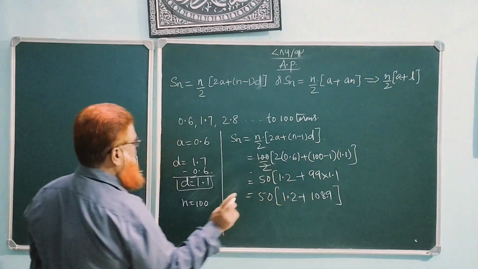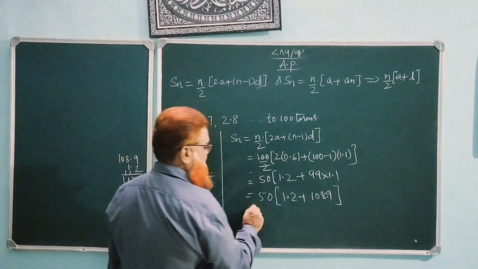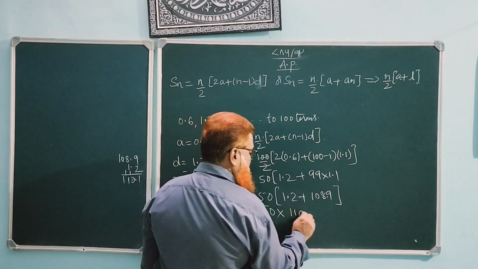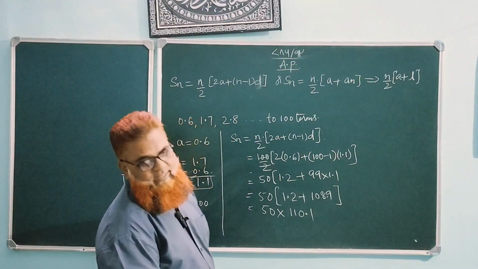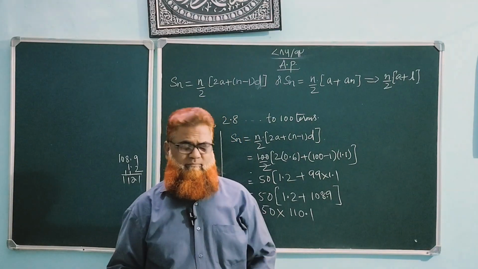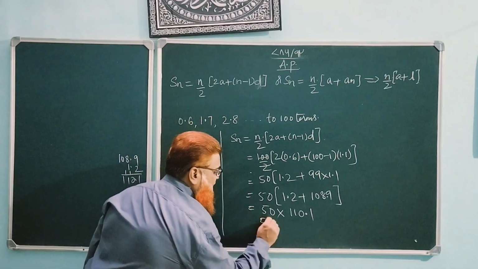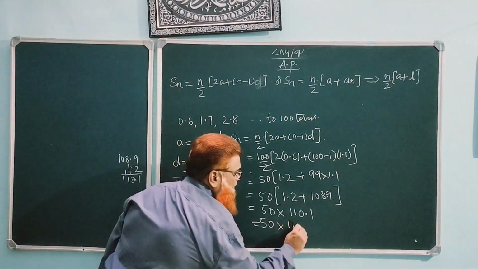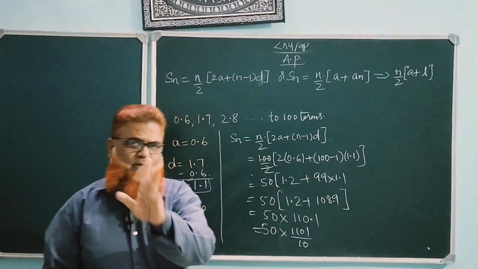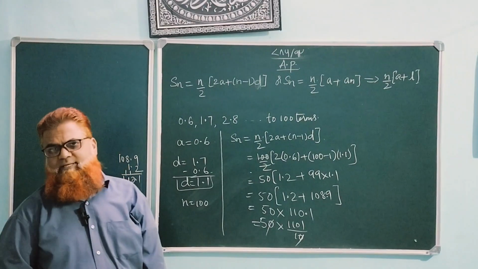108.9 plus 1.2 is 110.1. Now this is equal to 50 into what? 110.1. So there is a simple calculation. 110.1 can be written as 50 into 1101 by 10, because correct to one decimal, the place is by 10, and this 0 and this 0 cancel.